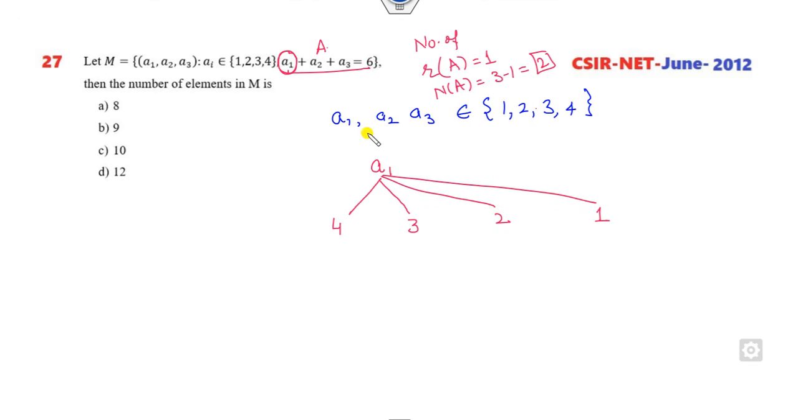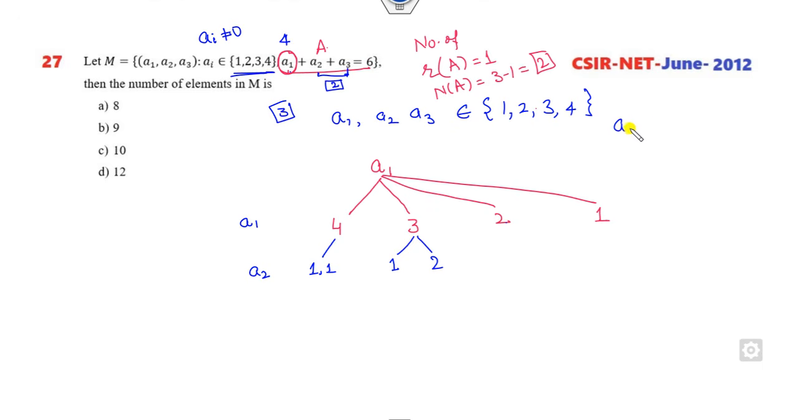Now what are the choices for A2? If you take A1 as 4, it means the sum of the other two will be 2. And since none of the numbers is 0, both are 1 and 1. So that means there is 1 choice. When you take A1 as 3, the sum of the other two will be 3. So what are the choices for A2? Either you can take 1 or you can take 2.